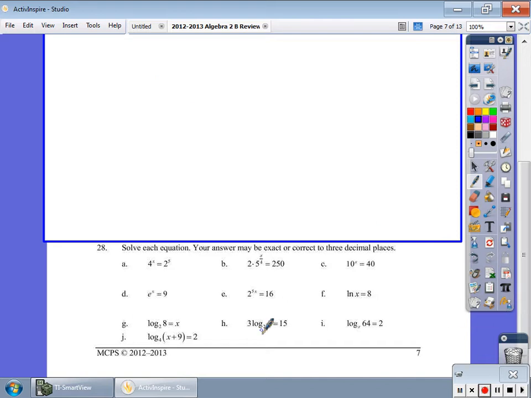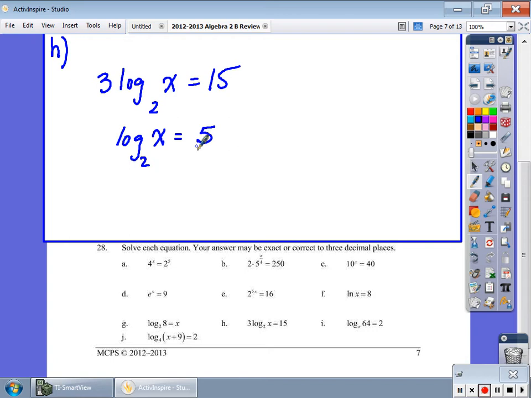For letter H, we have 3 times log base 2 of x is 15. Again, we don't want numbers on the outside of our log, so we're going to divide each side by 3. We're going to have log base 2 of x is 5. Now again, to get rid of a log base 2, we rewrite in exponential form. We're going to have x is 2 raised to the 5th power. And if you type that in your calculator, or you should know it by now, that's 32.